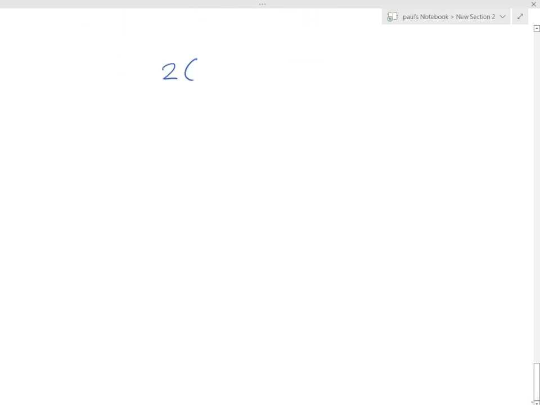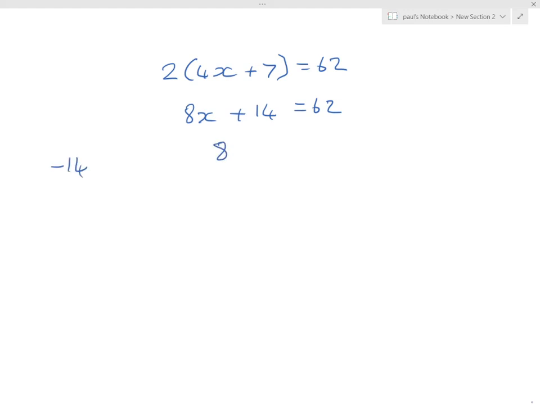Let's do this one. 2 times 4x plus 7 equals 62. So we've got 8x plus 14 equals 62. Take away 14 leaves you 8x. 62 minus 14 is, hang on, 4 from 12 is 8, and 1 from 5 is 4, so it's 48. So now we need to divide by 8. So you've got x is 48 divided by 8, which is 6.